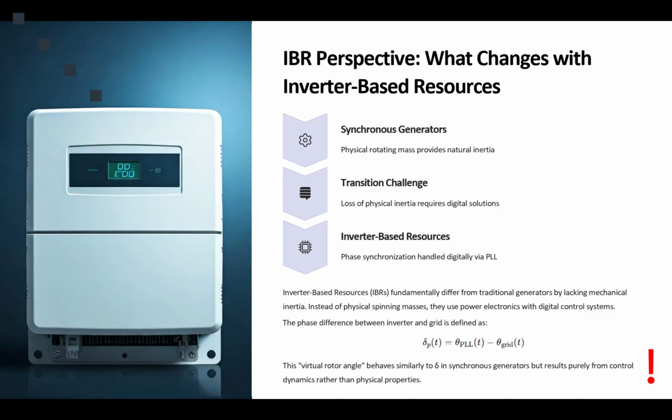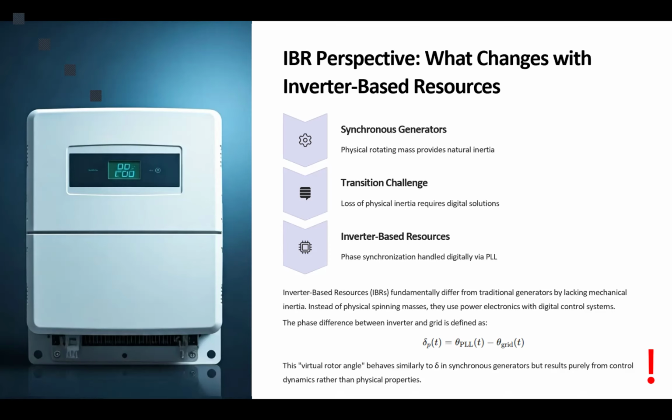Now, inverter-based resources, more specifically grid following, also have to have a digitally handled control system and a PLL, a phase lock loop.